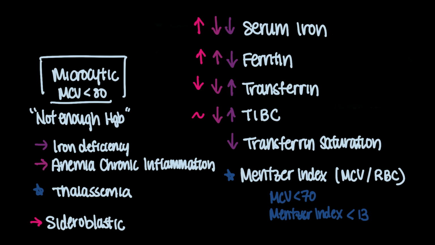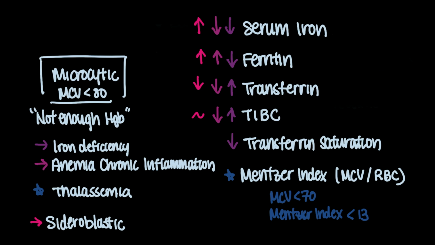In thalassemias, we actually see that the mean corpuscular volume, or the MCV, is remarkably low, like below 70. So whenever we are suspecting a thalassemia, you can calculate something called the Mentzer index, which is the mean corpuscular volume divided by the red blood cell count. And if the Mentzer index is below 13, that is characteristic of thalassemias, where the MCV is very, very low.